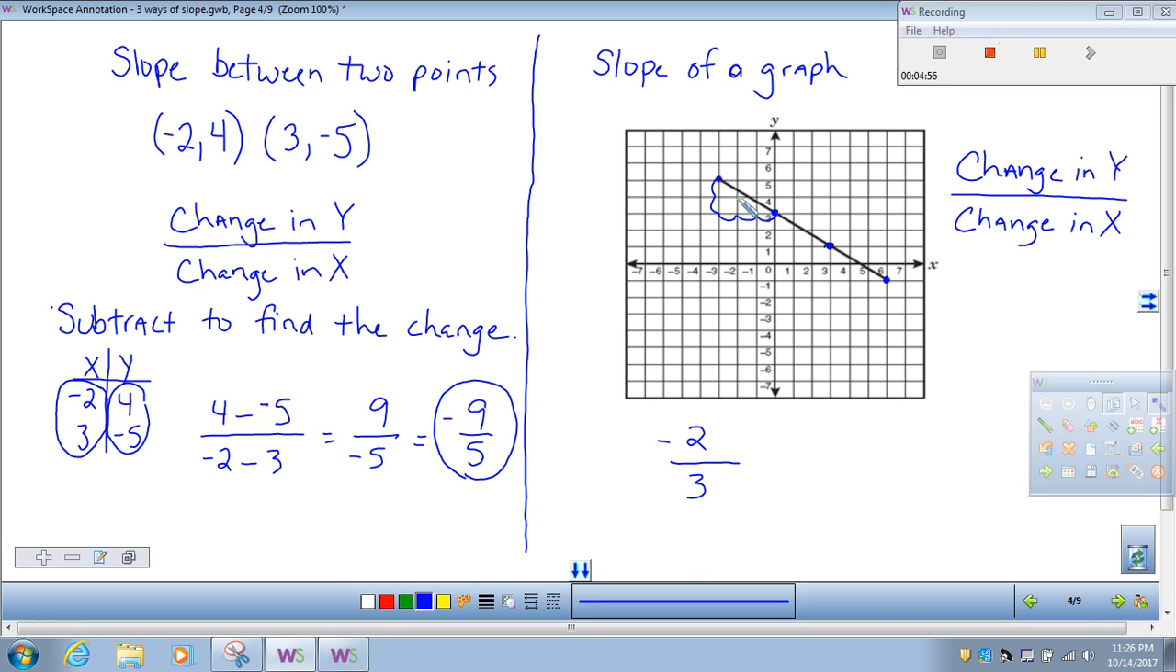So that's the change in my x. So the up and the down is your change in y, and then the left to the right is the change in x. And you can see, even if I had gone up 2, put 2 on top, because up and down is the change in y, and then to the left 3, it still would have ended up being a negative 2 over 3.